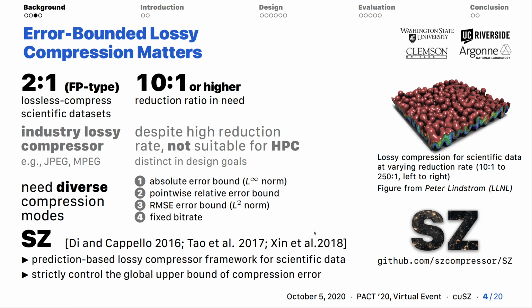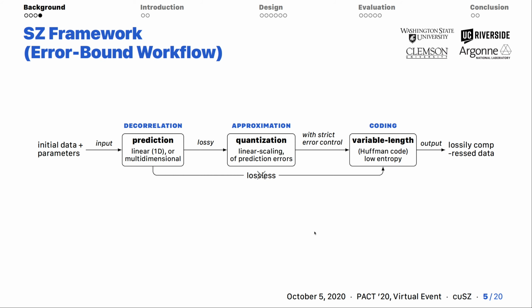SZ is a strictly error-controllable lossy compressor designed for scientific data and is prediction based. The framework of SZ could be put this way. It first takes the prediction error into quantization, translating the floating point values to integers, which are much easier to compress using entropy encoders. And a good predictor can be really helpful for achieving low entropy.